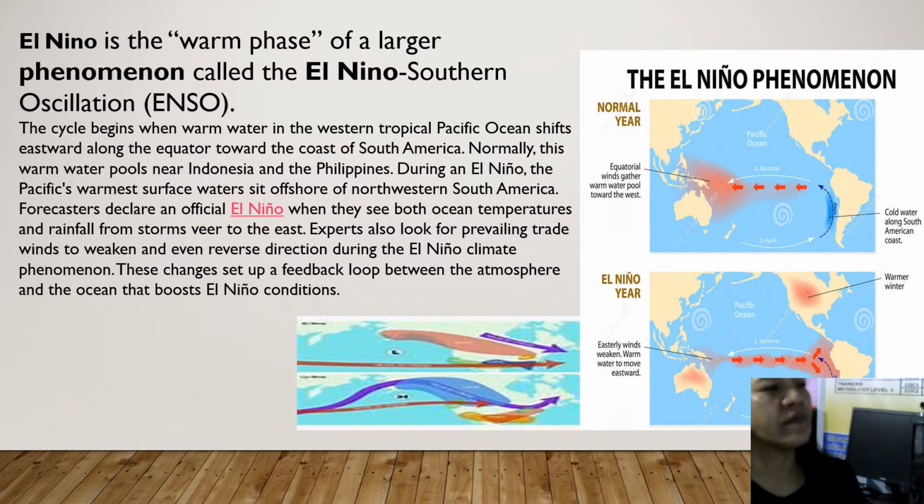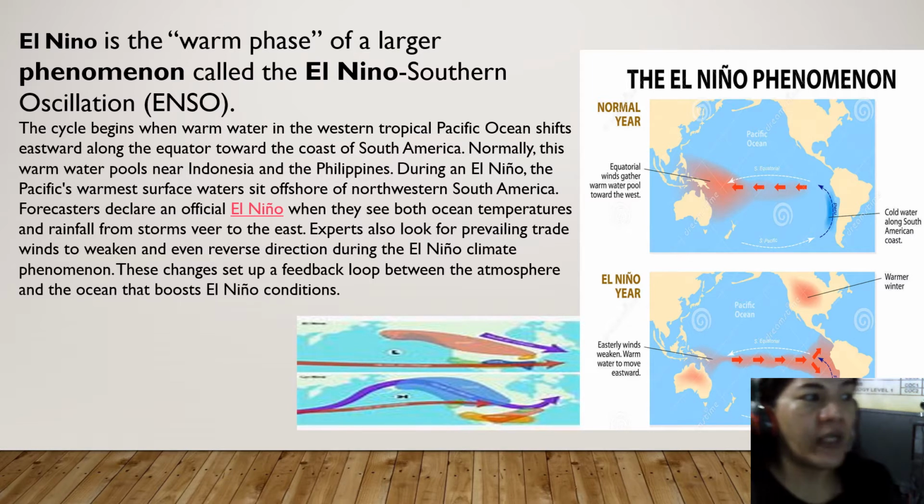Now, for those who already forget what El Nino is, try to listen. El Nino is the warm phase of a larger phenomenon called the El Nino Southern Oscillation, or ENSO in short. The cycle begins when warm water in the western tropical Pacific Ocean shifts eastward along the equator toward the coast of South America. Normally, this warm water pools near Indonesia and the Philippines. During an El Nino, the Pacific's warmest surface waters sit offshore of northwestern South America.